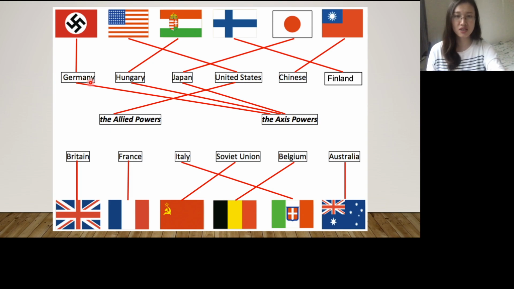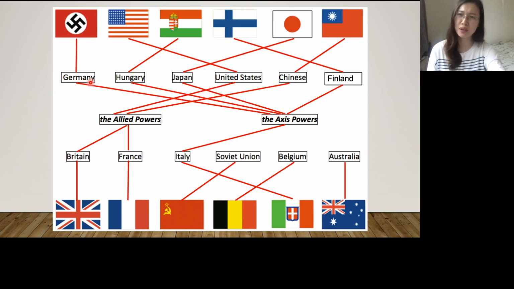And then China, do you think Allied or Axis? Of course, Allied, because we were under the invasion of Japan, right? This is also how we became involved in the Second World War. And then Finland, actually Axis powers. And then Britain, Allied powers. France, Allied powers, Italy, Axis powers, Soviet Union.